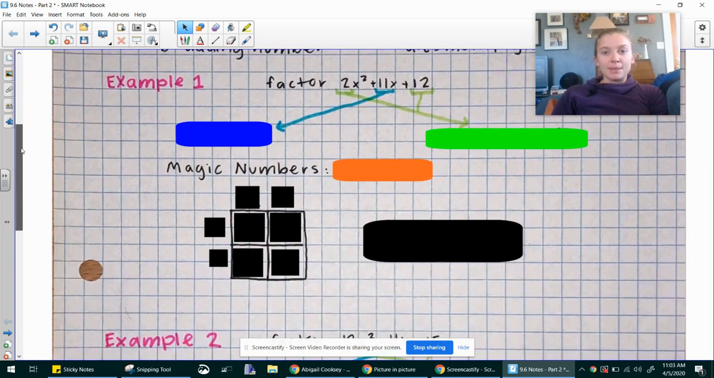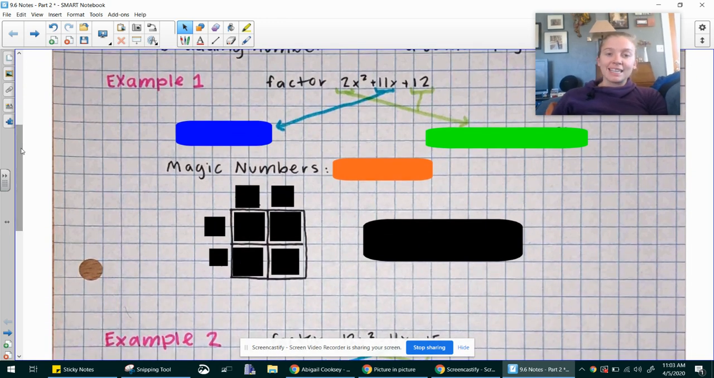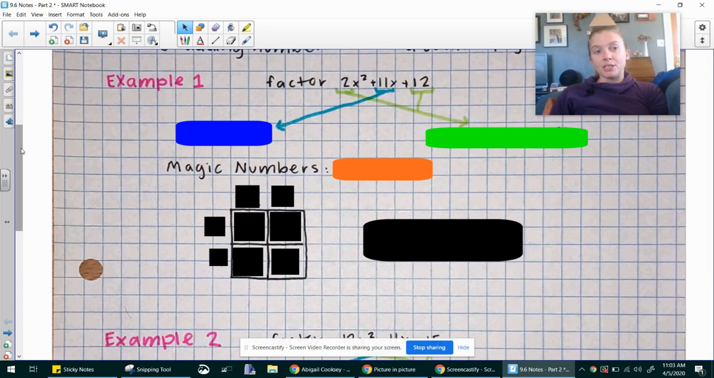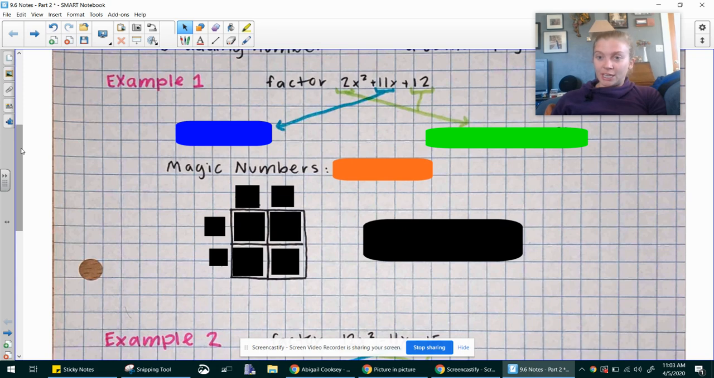So let's look at some examples. These are the same examples as in the previous video, so I'm not going to go through how I came up with the magic numbers. That I did in the previous video. If you would like, I'll link it below so you can go back and check what that previous video said and how we come up with those magic numbers.